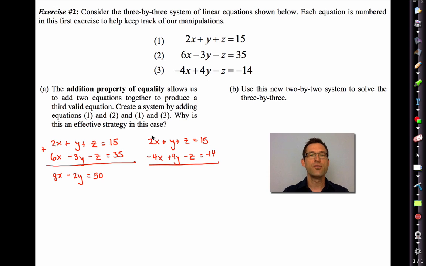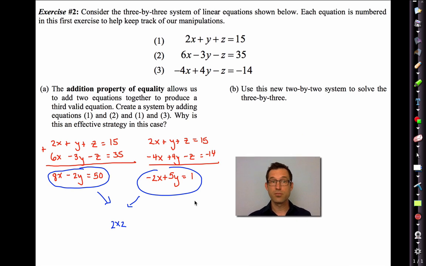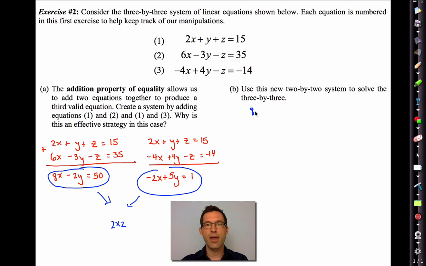There we go. 2x plus negative 4x gives me negative 2x. y plus 4y gives me 5y. And negative z and z cancel again. 15 and negative 14 is positive 1. Now take a look. What we now have, let me go back to blue, is a new system. And that new system is now a 2x2, right? Two equations with two unknowns. Let's solve it. All right, let's write down 8x minus 2y is equal to 50, and negative 2x plus 5y is equal to 1.